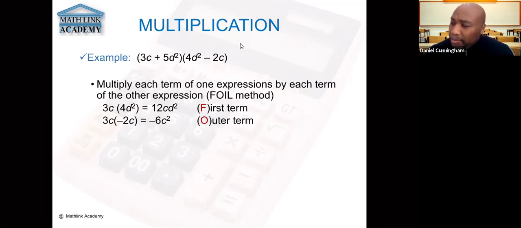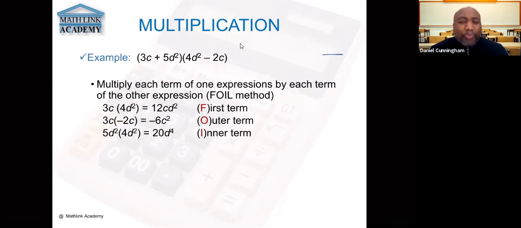My inner terms will be right here. You put an I. That's the inside terms. That's how you look at it, inside terms. Multiply those, and you can go ahead and do that ahead of time. So 5D squared times 4D squared will equal 20D to the fourth. Again, you add those exponents when you have the same base.